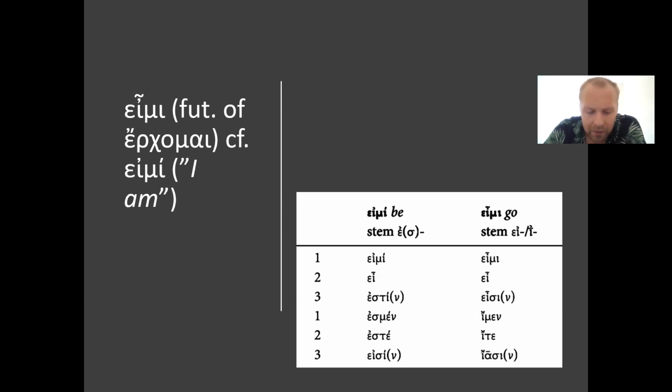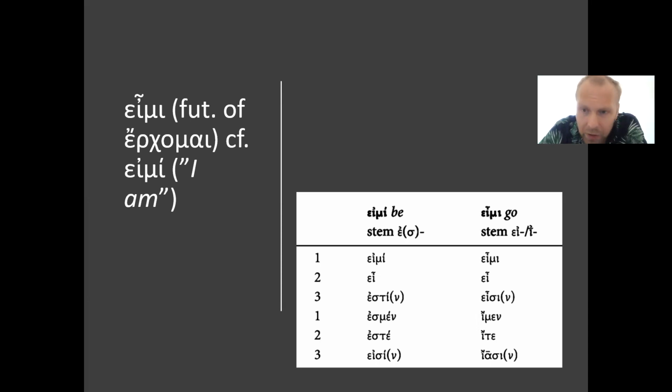Anyway, on the right side of the screen, you see the paradigm of the present indicative for this verb. And you can compare this paradigm with eimi in the meaning of I am, which you see on the left side of the screen. Anyway, this is how this verb is inflected. So we have eimi in the first person singular, ei in the second person singular, eisin in the third person singular, and then imen in the first person plural, ite in the second person plural, and iasin in the third person plural.